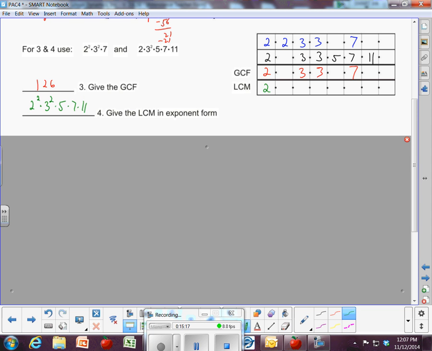Whether there's all the factors in there or not, as long as there's a factor in the column, that factor gets represented. We're going to write those in factored form for time's sake, exponent form. 2 squared times 3 squared times 5 times 7 times 11. How many got both of those correct? Okay, good. All right, let's go on.